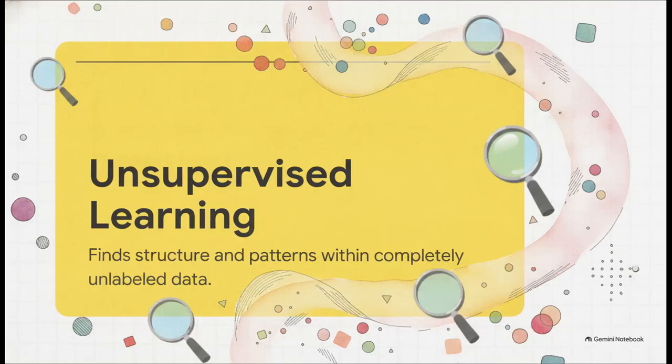So what happens when we don't have perfectly labeled data? Think about those massive lakes of unstructured syslog data or raw CM logs where you don't even know what you're looking for yet. That is exactly where unsupervised learning shines. It finds structure and patterns within completely unlabeled data. We aren't giving the model any answers up front. We just let the algorithm loose on the raw chaos, and its entire job is to discover hidden structures, relationships, and groupings entirely on its own.